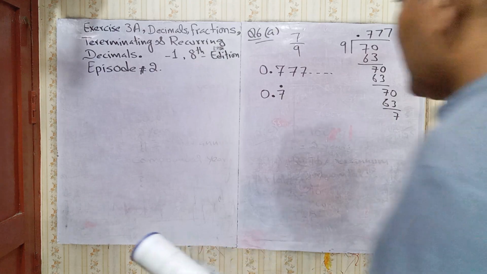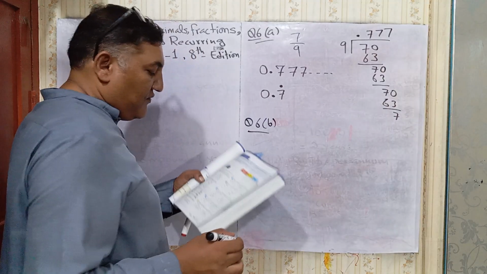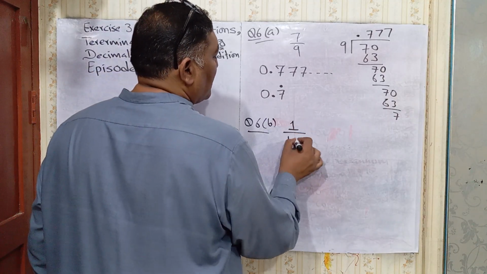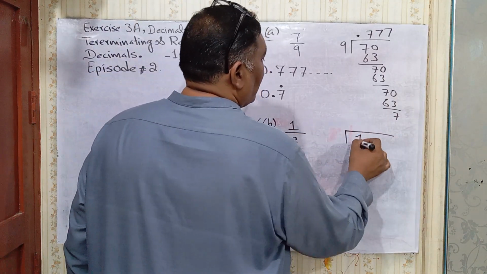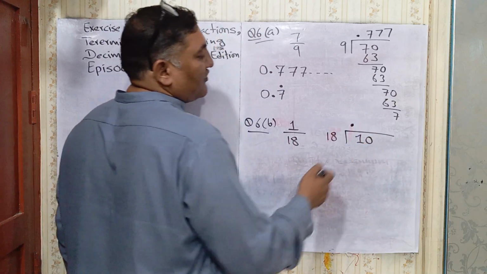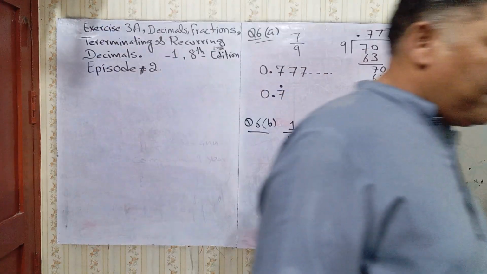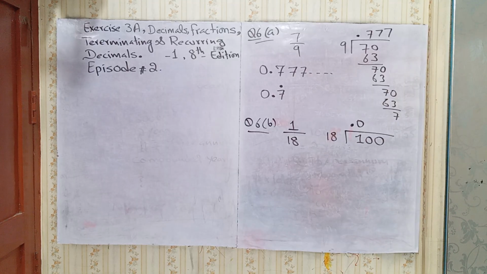Let me try that one. Question number 6 and its B part. Here you have 1/18. We want to convert this into a decimal, so I will write 1 here, 18 here, put a point here, and put a 0 here, but it's still smaller, so I put another 0. In the table of 18, 18 6s are more than 100. So what I can do is try with the 5.